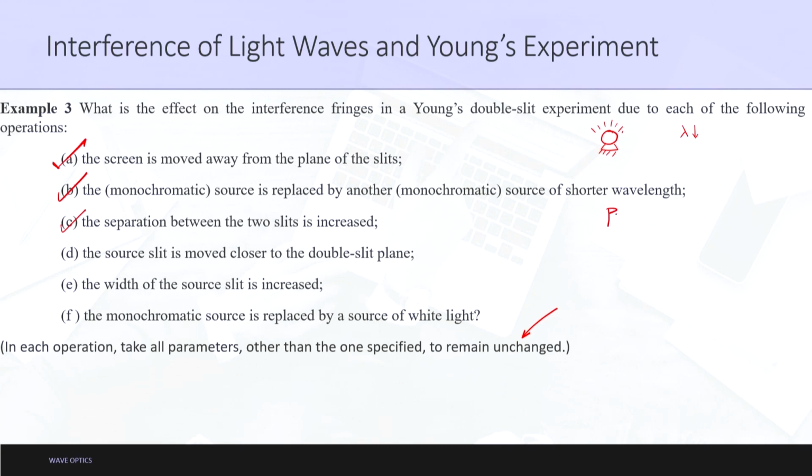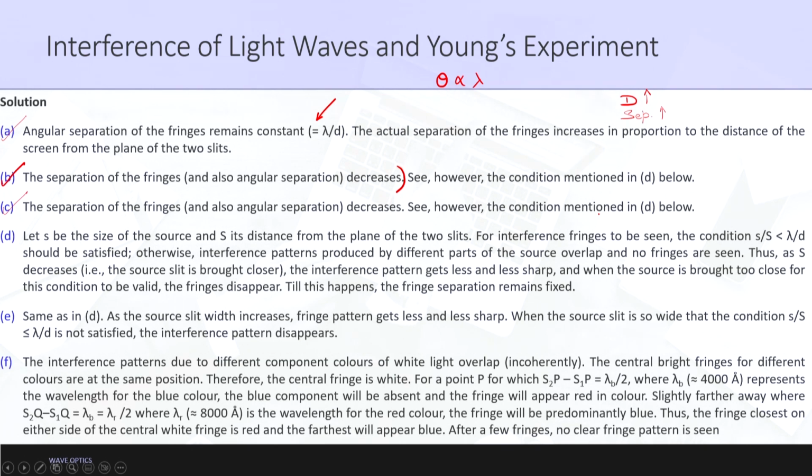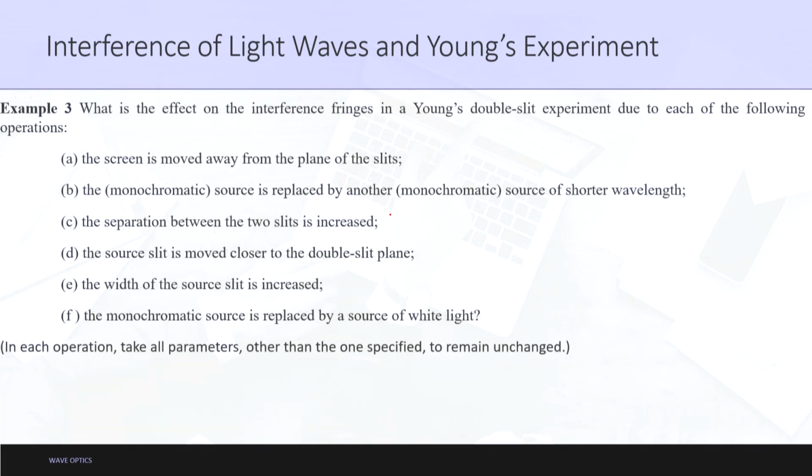Again we know that fringe width is nothing but lambda capital D by small d. Here small d is nothing but the distance between the two slits. If this is increased, the question is saying that it is increasing, then the value of beta will decrease. So it is written the same, that the separation of the fringes decreases. So this thing is also explained to you. Now move on to the next part, that is D.